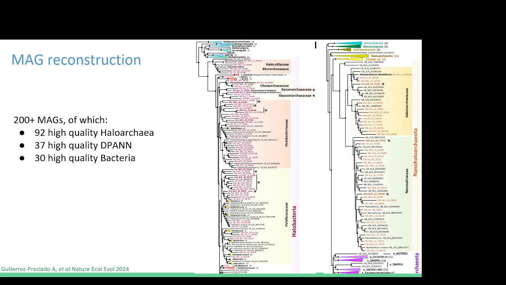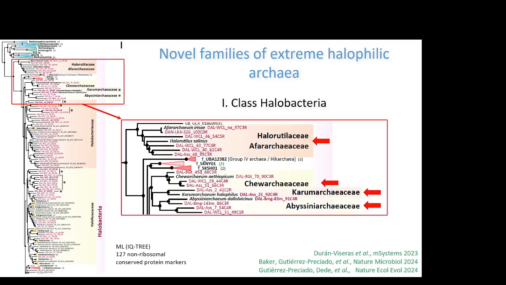We also reconstructed genomes out of the metagenomes, and we have around 160 high-quality MAGs, mostly from Halarchaea and DPANN. These are mostly nanohalos, because that's what we have. We also have some 30 high-quality MAGs from bacteria. And these include novel lineages of halophiles. So we have novel Halarchaea that are basal to the rest of the Halarchaea.